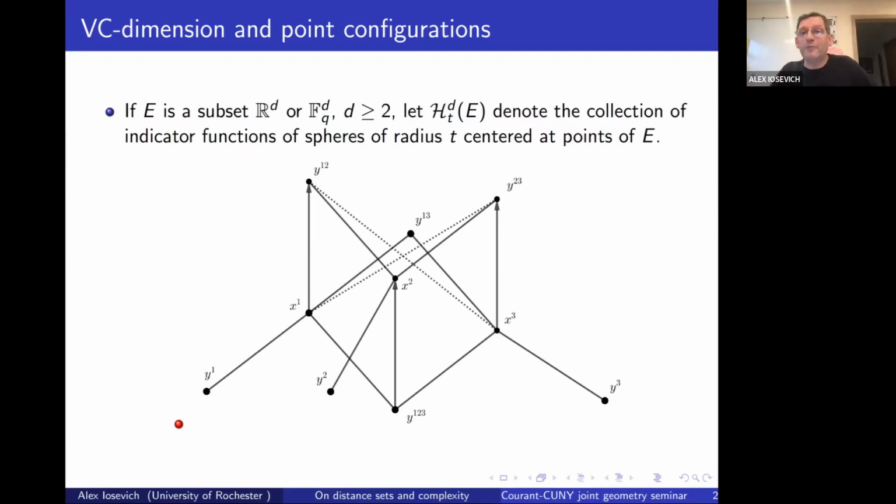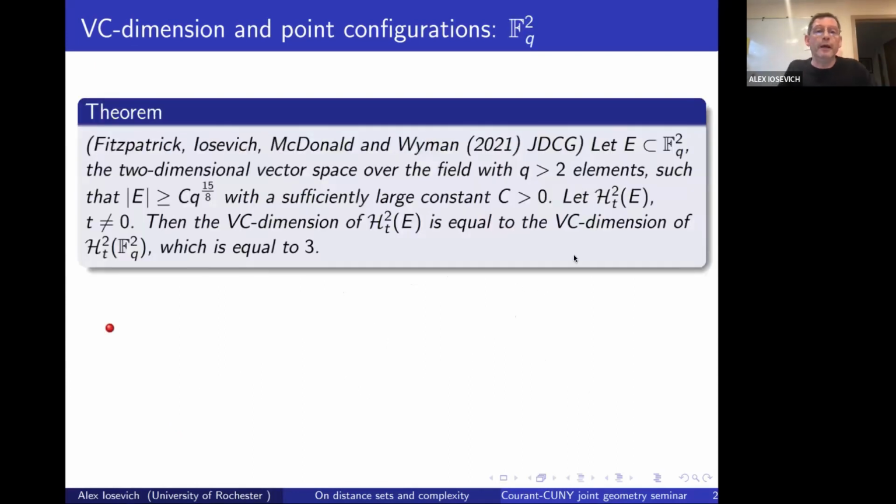Because if you could build a more sophisticated configuration, then it would lead to higher VC dimension, which we often know is not true from the constraints of the problem or from dimensional constraints. Okay, so this is the picture. And here is a sample result.